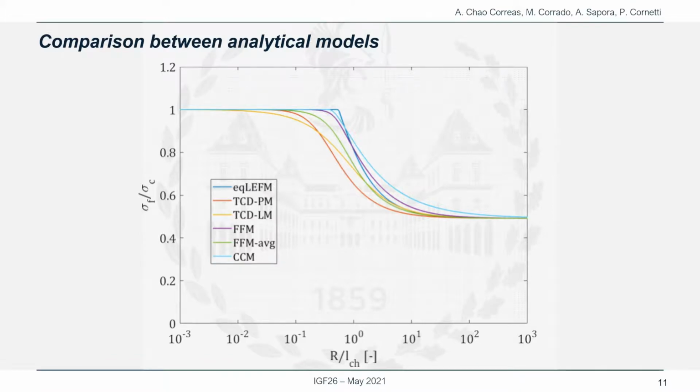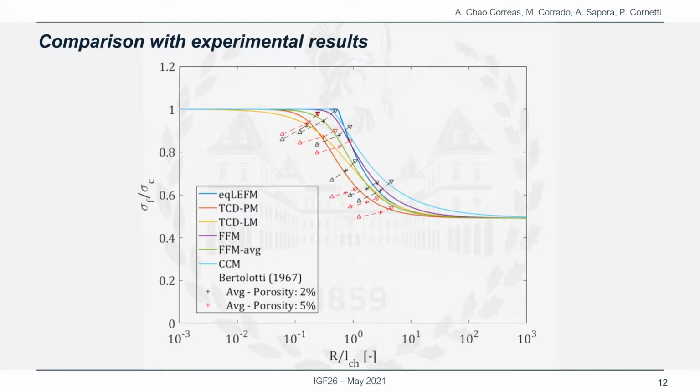Generally, all the predictions agree in predicting the transition between the unvoided and large void solutions in the range from 0.1 to 10 l_ch, the Irwin length. This has large implications for industrial applications, since once this Irwin length l_ch is known, the minimum resolution required for the structural inspection techniques looking for these pores could need to be at least 10 times smaller. Any undetected pore smaller than this threshold is potentially not dangerous.